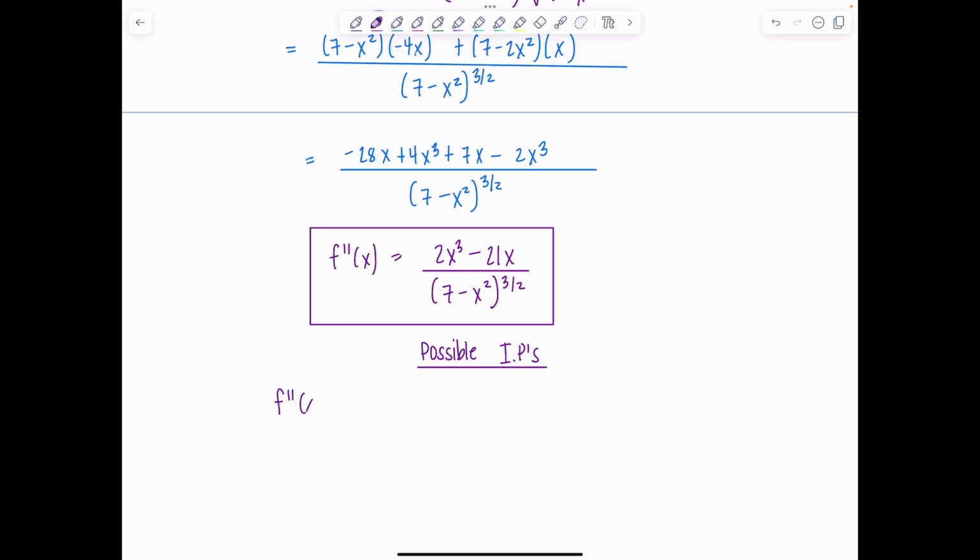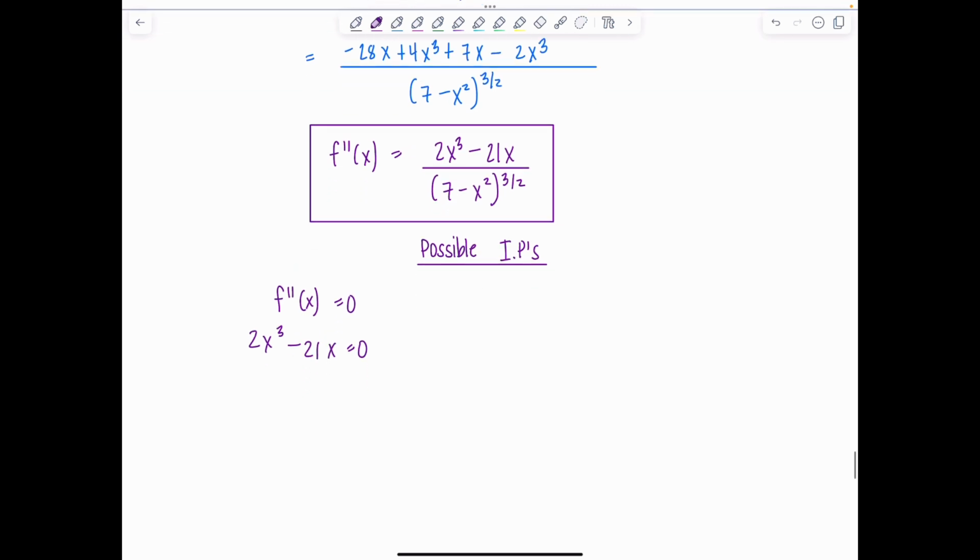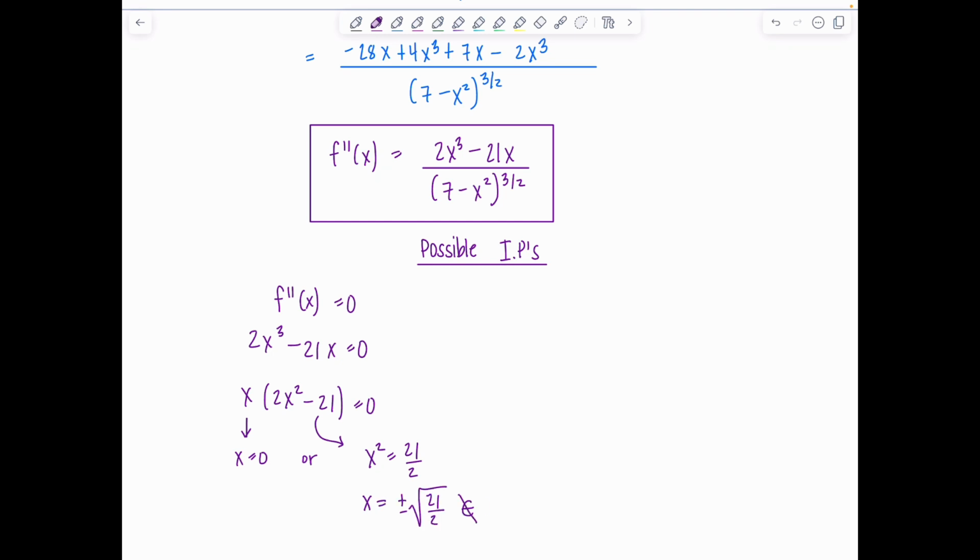First place we look is where f double prime of x is 0. So that would mean 2x cubed minus 21x is 0. Let's just factor. I can take an x out, and then I have 2x squared minus 21 is 0. Okay, so either x is 0 or x squared equals 21 over 2. But 21 over 2, that's bigger than 7. So if you get x's plus or minus rad 21 over 2, those are not in the domain. No. So cross them out. They are not possible inflection points. They're out of bounds. Remember, our domain is bounded.